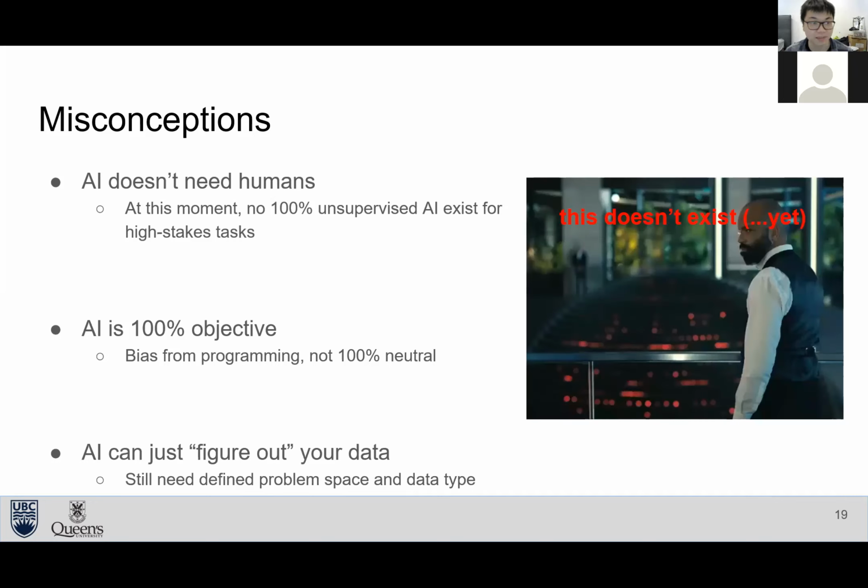Lastly is the idea that AI is this magical black box that can just figure out your data. This is from one of my favorite TV shows, Westworld. Season 1 is one of my favorites. Season 3 is so-so. Anyway, AI can't just figure out your data magically and give you an output. You have to make sure you prune your data really, really well, prepare it well, define your problem really well, and then AI can optimize mathematical models for it. And we'll see some examples of this.